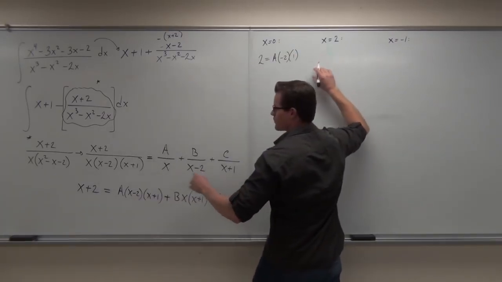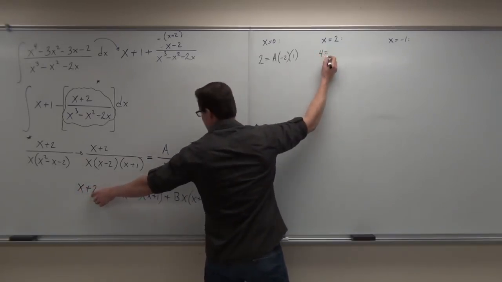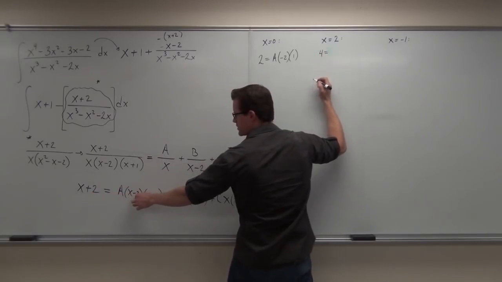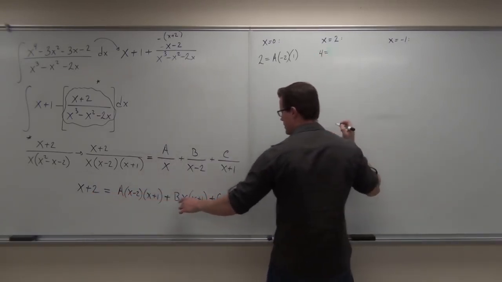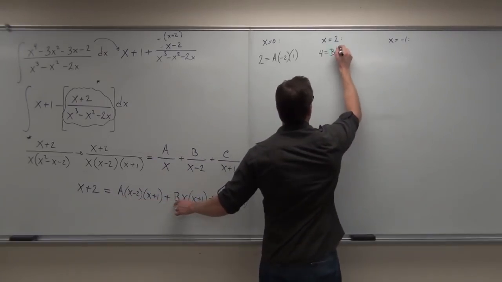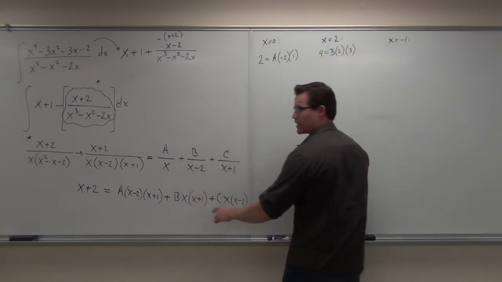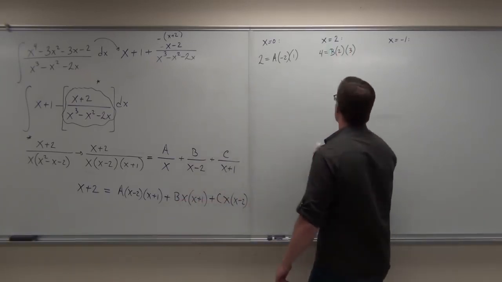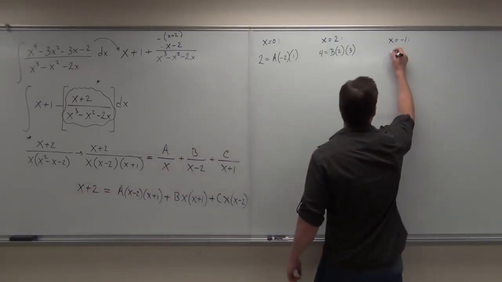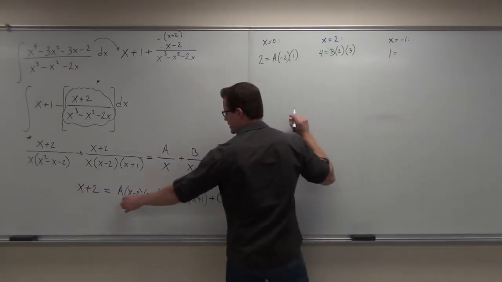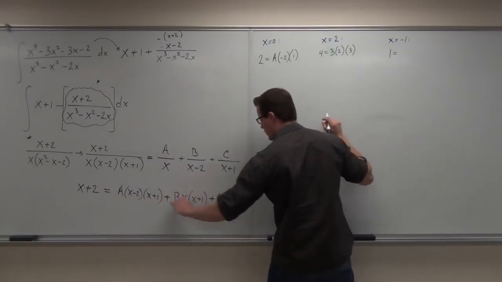Now let's plug in 2. If I plug in 2, don't forget you have to actually plug it in here. 2 plus 2 is 4 equals, if I plug in 2, 2 minus 2 is 0, this whole term is gone. 2 minus 2 is 0, this whole term is gone. I get B times 2 times 3. Did you get 2 times 3? B times 2 times 3? Good. Lastly, if I plug in -1, remember to actually plug it in. -1 plus 2 is... If I plug in -1 here, this is 0, whole term gone. This is 0, whole term gone.